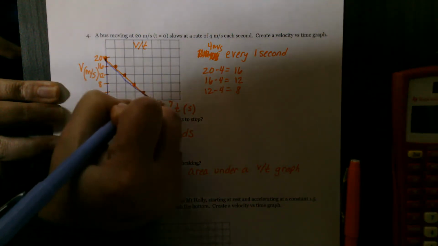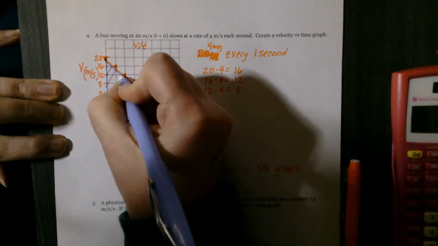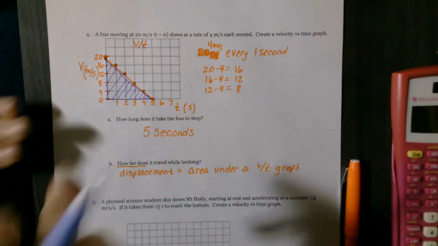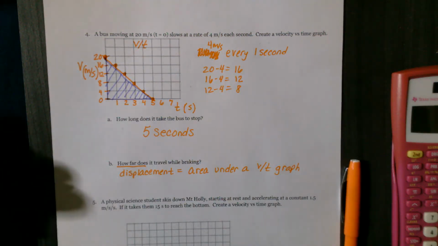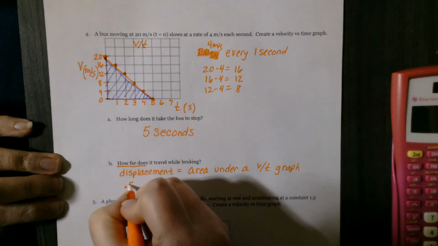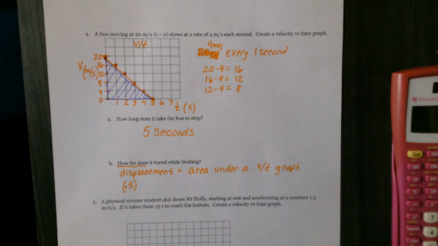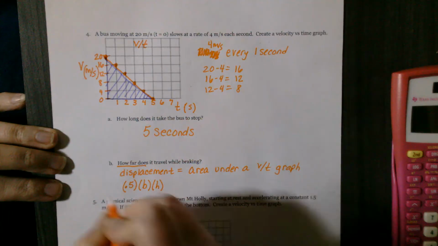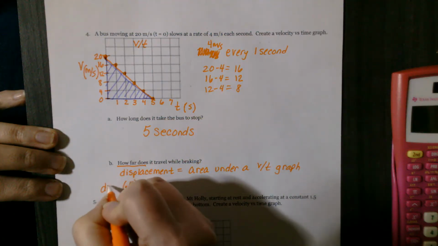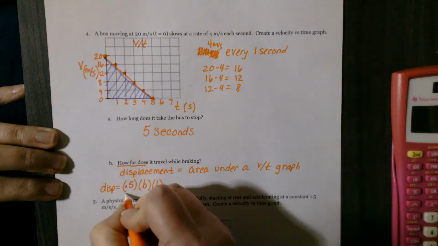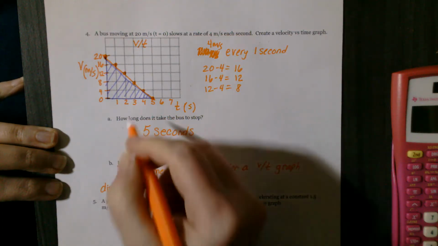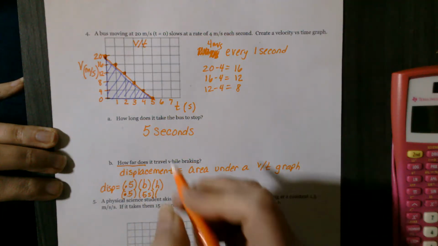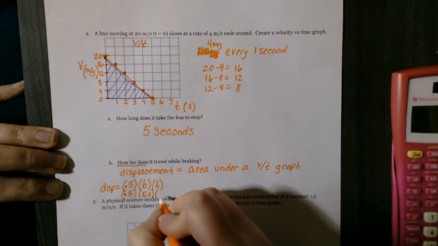And the area of a triangle should be 1/2 base times height, at least it is for a right triangle, and that's what we've got here. So we've got 1/2, or 0.5. I like 0.5 for 1/2 just because it's easier in a calculator. And then we have base times height, and that is our displacement. So we've got 0.5 times our base, which is 5 seconds, and our height, which is 20 meters per second.